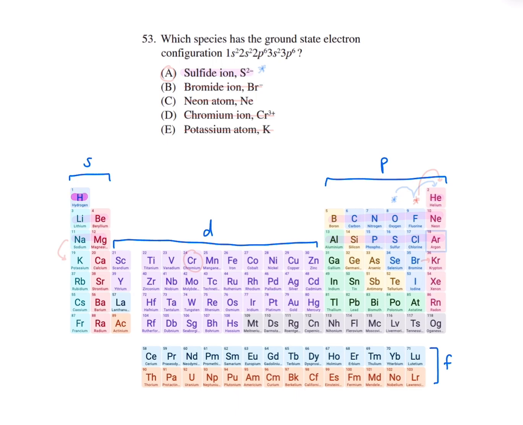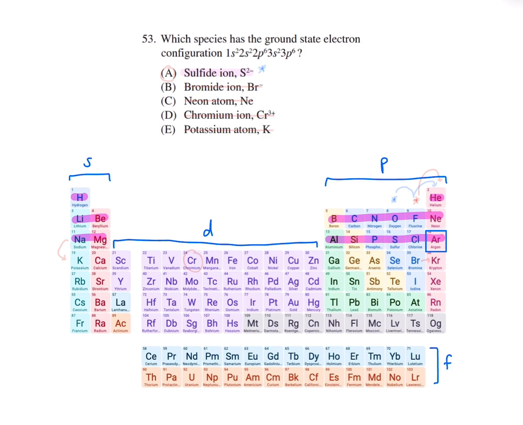So we're given 1s2, which is hydrogen and helium, 2s2, 2p6, 3s2, and 3p6. So the element we should be looking at is argon, but this is not an option we're given. So let's go through each of these options to see which would be plausible.